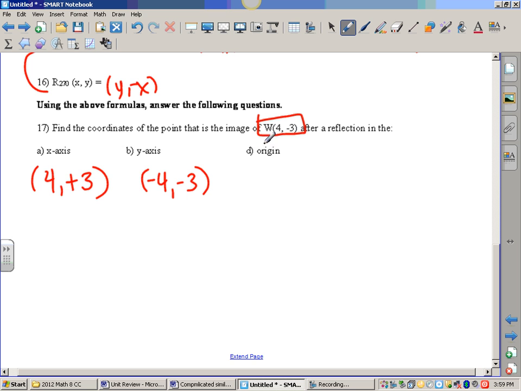If I do a reflection over the origin, that's the exact same as a rotation of 180, which means I change both my signs. Maybe you want to write the rule up here. You're going to get (-x, -y). Origin is (-x, -y), so you get (-4, 3).